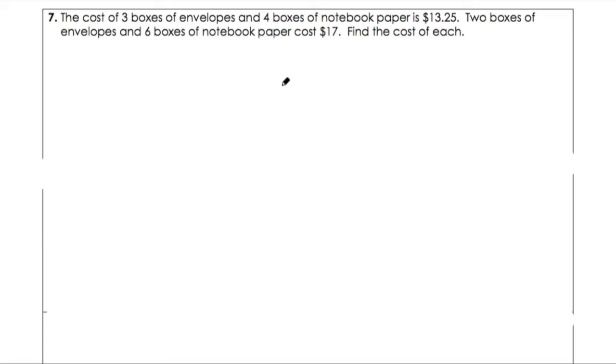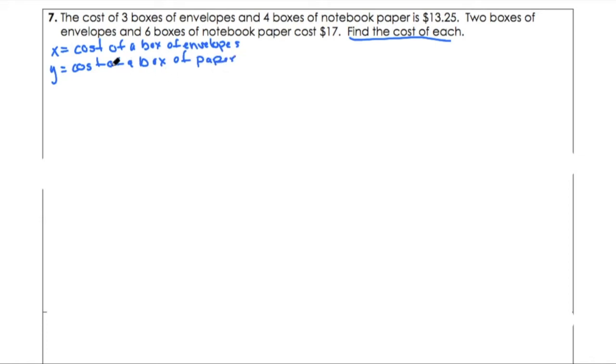So let's go ahead and define our variables. Find the cost of each. Cost of each meaning cost of the box of envelopes and the cost of the box of notebook paper. So I'm going to go ahead and just say X equals the cost of a box of envelopes. And we'll let Y equal the cost of a box of the paper.